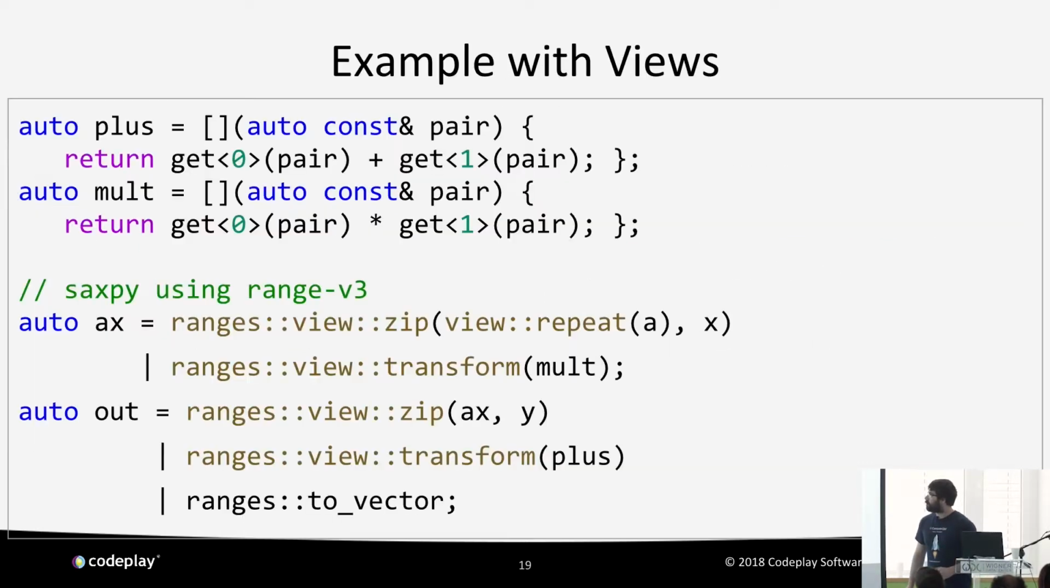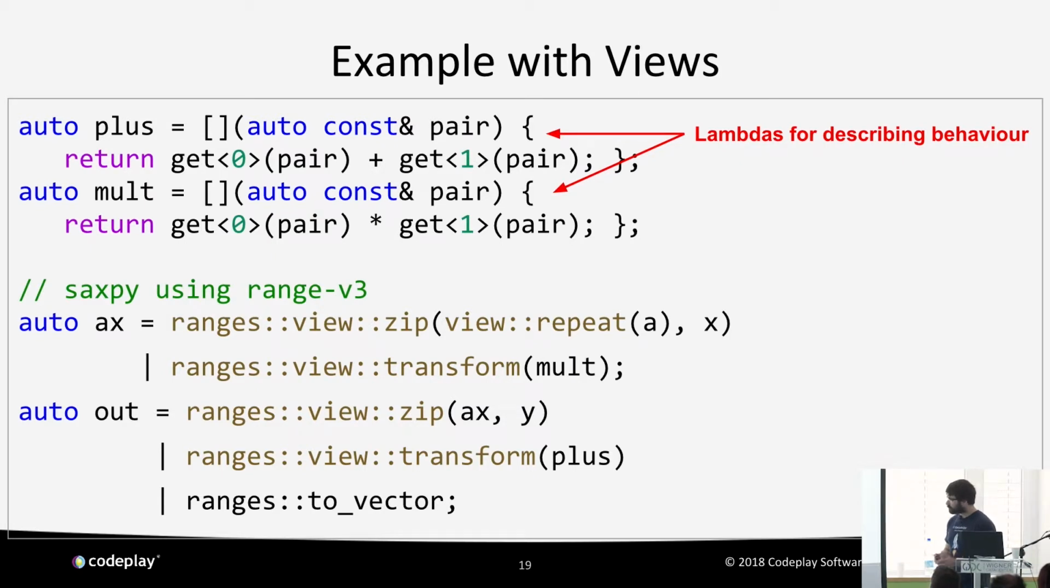And I'm going to demonstrate this a little bit more using the Saxby primitive that we've been talking about. So we have our two lambdas for addition and multiplication. And then what we have is a description. Because views are lazy in nature, we're not actually going to be doing any computation at this point. All we're going to say is, I want this to happen, but I don't really want it to happen yet. And so what we're doing is we're zipping our scalar A with the ith element of x. And so that's going to happen repeatedly for the entire range of x. And then we're going to multiply the first element, A, times the ith element of x. So that will give us a result back.